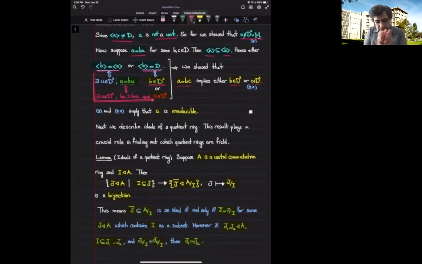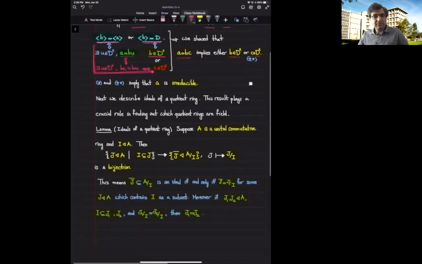Now we have an understanding of irreducible elements in terms of the ideal generated by that element. So next, what we want to do is describe ideals of quotient rings. So why are they important?